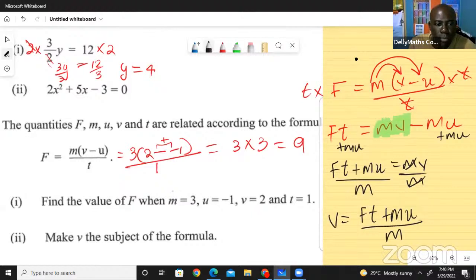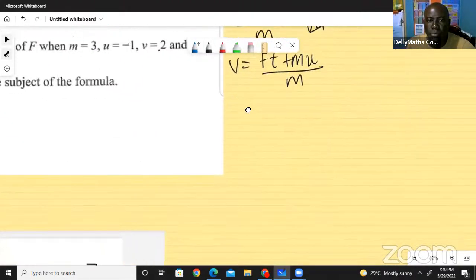M, where's M? M is 3, so 3 is all right. Open bracket, V, where's V? V is 2. And then there's a minus in it, and then a minus again, 1. So this becomes 3 here. And we're going to divide. 9 is correct. 9 is correct, guys. All right, good.